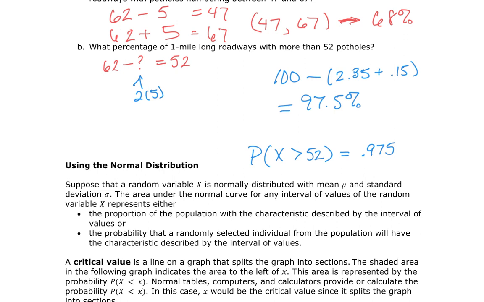That tells us then that the probability of getting a roadway, which is our random variable x, in Pennsylvania that has more than 52 potholes in a 1 mile long roadway is 0.975. Probability, percent of the population that has that characteristic that we're looking at.